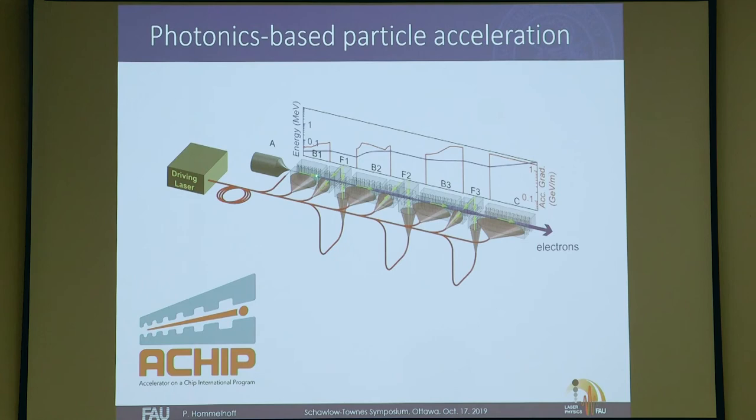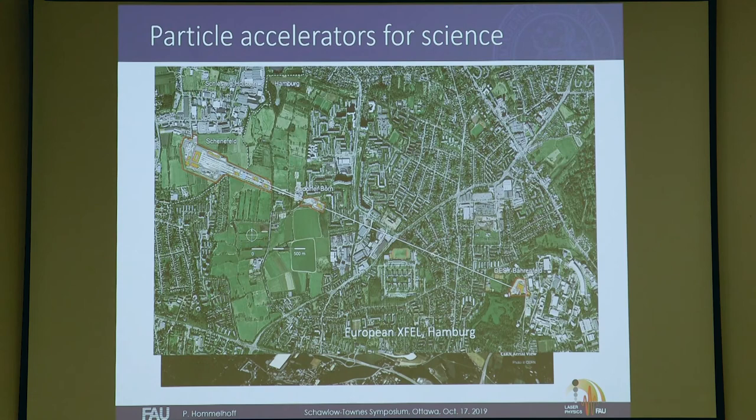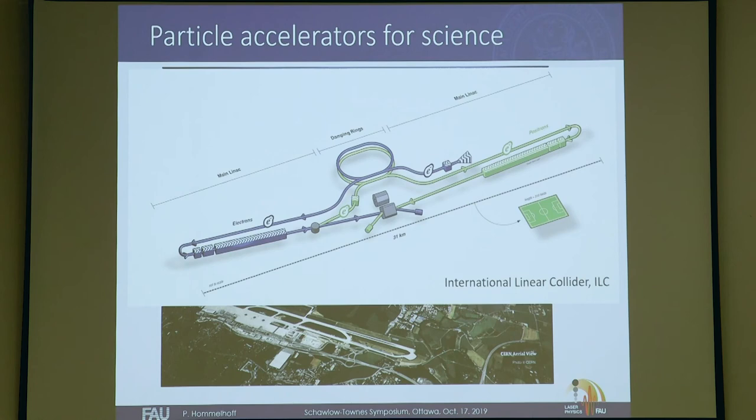And let me show you why that could be interesting. When we as physicists and electrical engineers think about accelerators, we probably think about these big machines here. As you all know, the accelerators for science, kilometers long. Japan is courageous enough to consider building this 30 kilometer long international linear collider. Why is it 30 kilometer long? Why does it have to be 30 kilometers long?